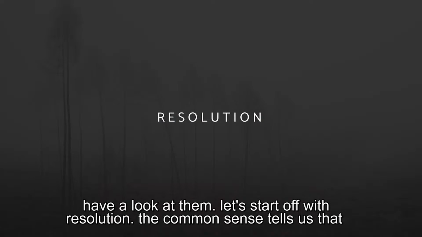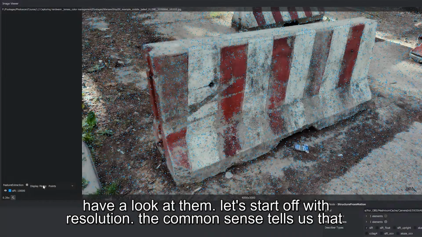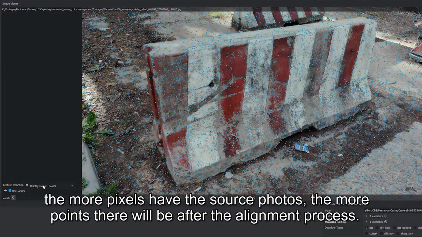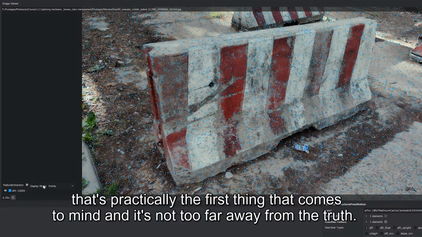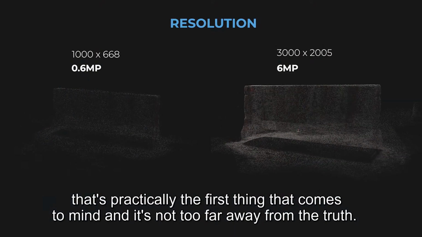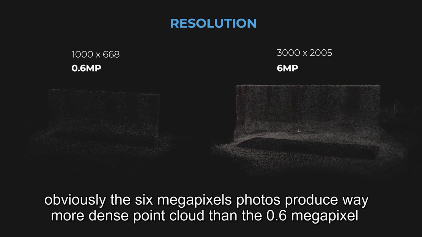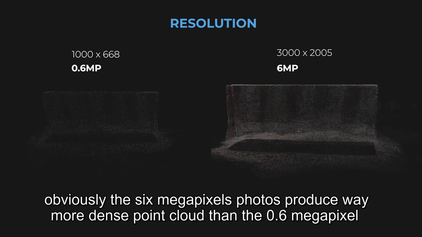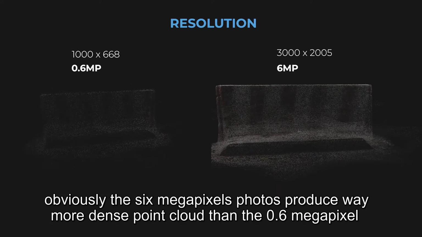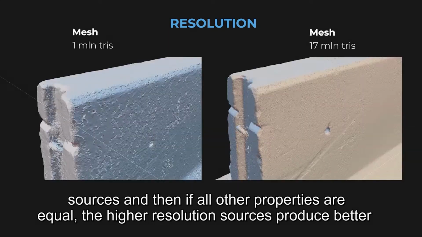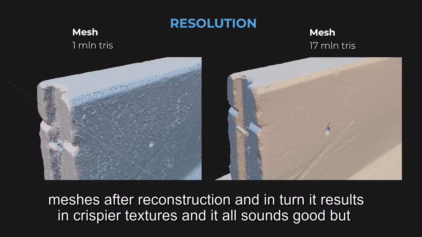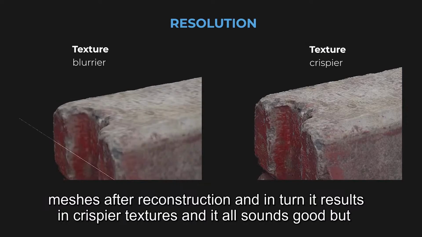Let's start off with resolution. Common sense tells us that the more pixels the source photos have, the more points there will be after the alignment process. That's practically the first thing that comes to mind, and it's not too far away from the truth. Obviously, 6 megapixel photos produce a way more dense point cloud than 0.6 megapixel sources. And then, if all other properties are equal, the higher resolution sources produce better meshes after reconstruction, and in turn it results in crisper textures.